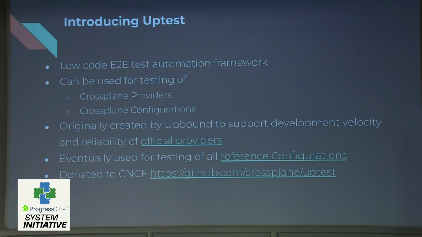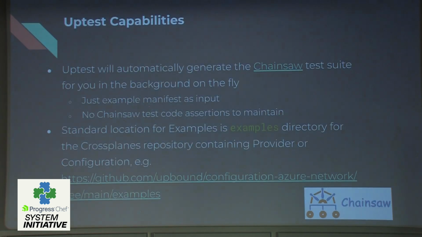So it can be used for testing providers and configuration, and originally it came from the development of Upbound official providers, where we used it to increase development velocity and reliability of our official providers, and it was eventually also used to test all of our reference configurations, which you can check out as a base for building your own. And it was donated to CNCF, so it's all open source, all for you to check out. There's also GitHub workflows which you can implement in your repositories, so you don't need to start from scratch if you plan on using them.